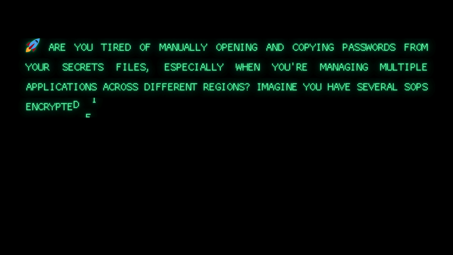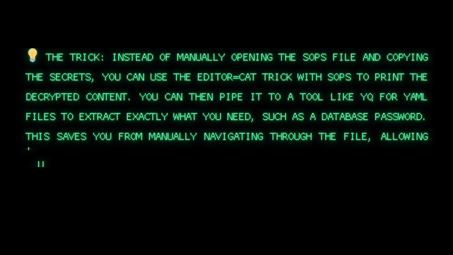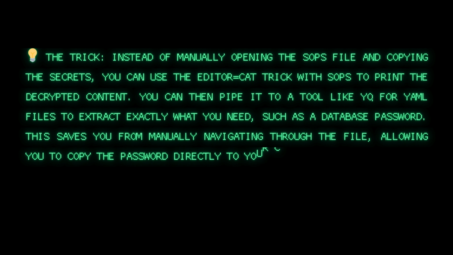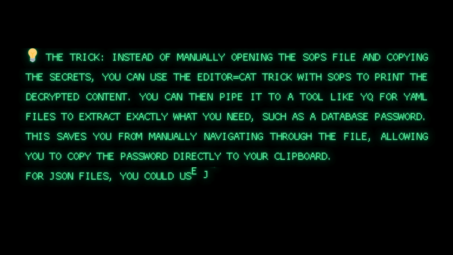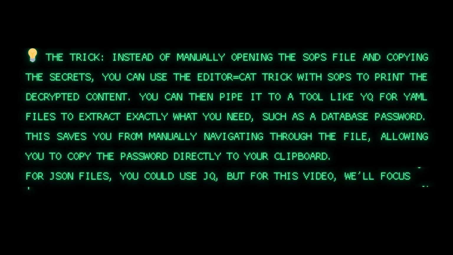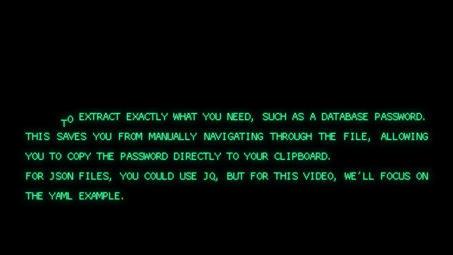Well, there is. The trick: instead of manually opening the SOPS file and copying the secrets, you can use the EDITOR=cat trick with SOPS to print the decrypted content. You can then pipe it to a tool like yq for YAML files to extract exactly what you need, such as a database password. This saves you from manually navigating through the file, allowing you to copy the password directly to your clipboard. For JSON files, you could use jq, but for this video, we'll focus on the YAML example.